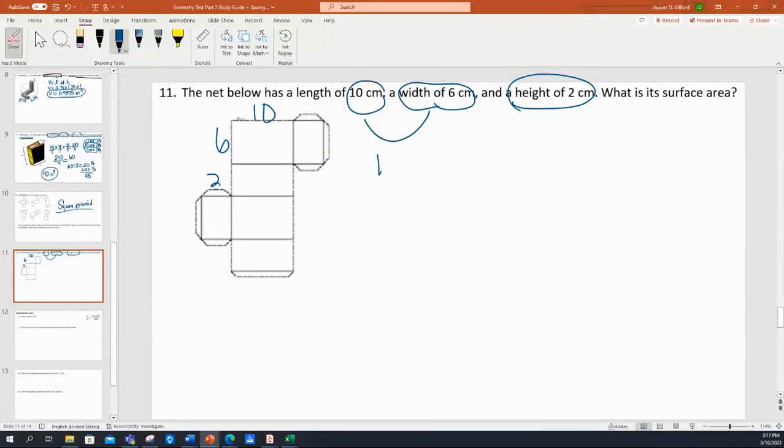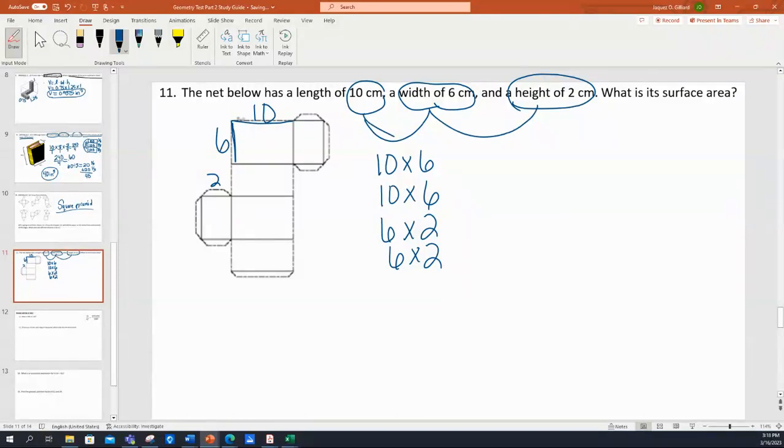10 times 6. And how many times do we need to do that? Because remember, this is a 10 by 6 here. This is a 10 by 6 here. We got two of those. So make it 2 times. We can do 6 times 2. We're going to do that 2 times. That's going to give us 12. Then we can go back and do 10 times 2. Do that 2 times.